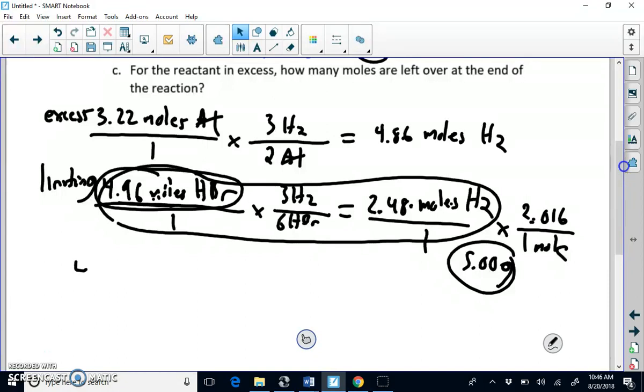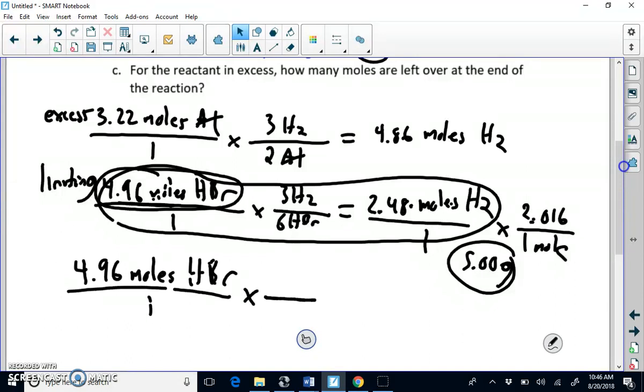All right, so we're going to start again. 4.96 moles of HBr, and we're going to figure out how many moles of aluminum are going to react with that by using mole ratios. If we go back up to the equation, the number in front of HBr is 6, and the number in front of aluminum is 2. If we work this out, I'm not going to use any sig figs, we get 1.655333 moles of aluminum.